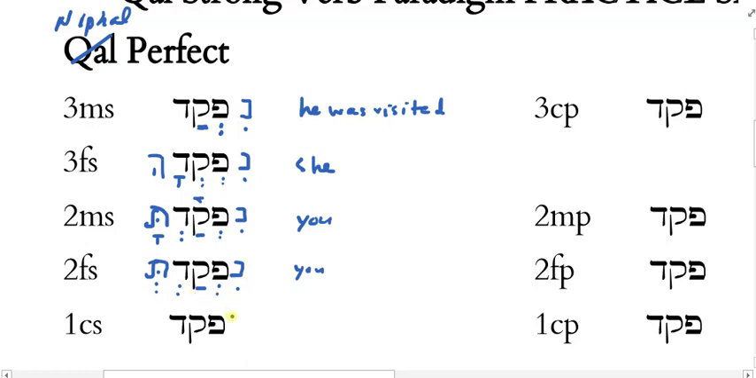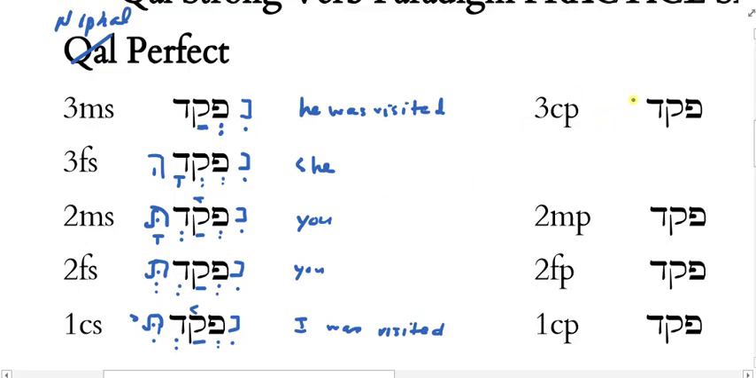And then the first common singular would be what? Nifkad. And of course, the 1CS ending is ti. So I'd get a silent shva before that under the dalet. Nifkadti. I was visited. Okay? So basically, what are we doing here? We're learning the basic 3MS form, and you assume it throughout the rest of the paradigm, change the endings, and then make any modifications as necessary based on the kind of ending you have.